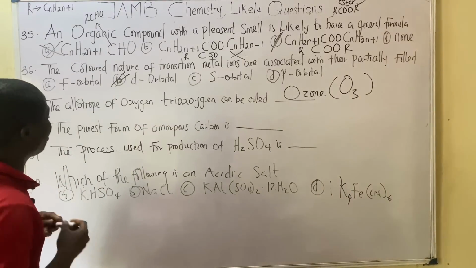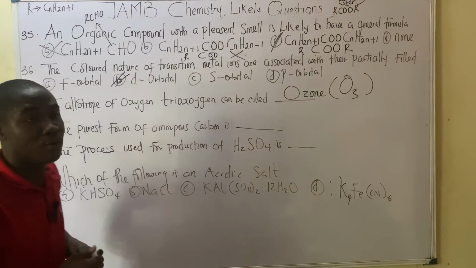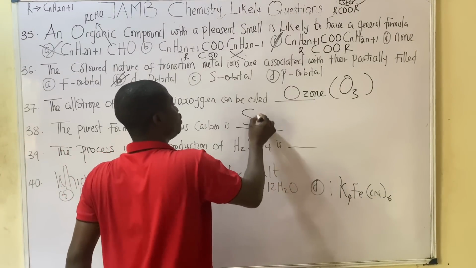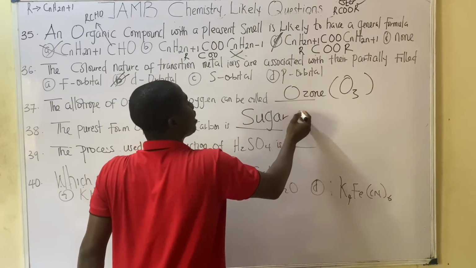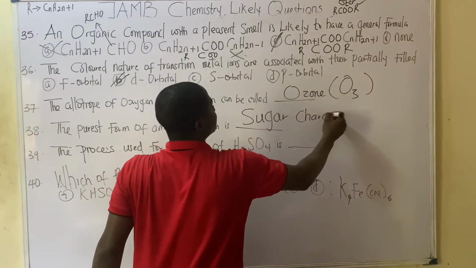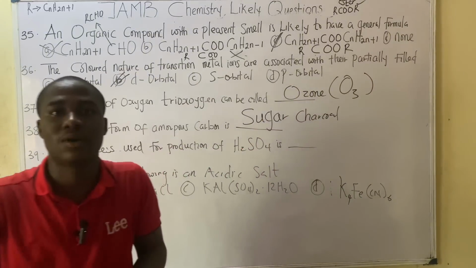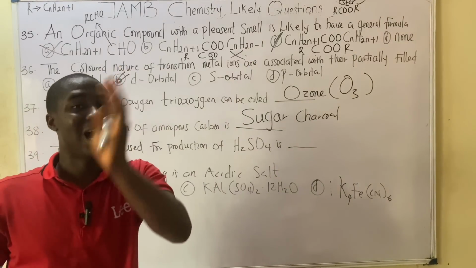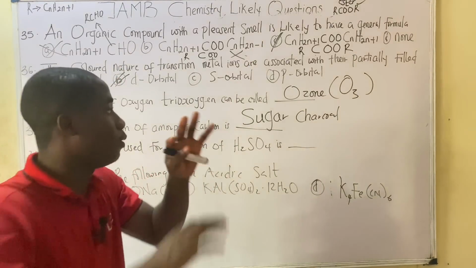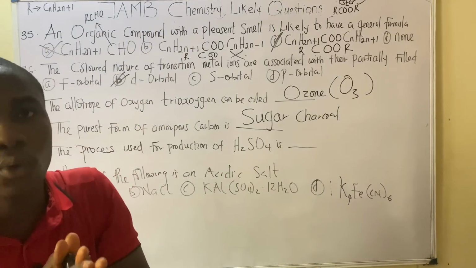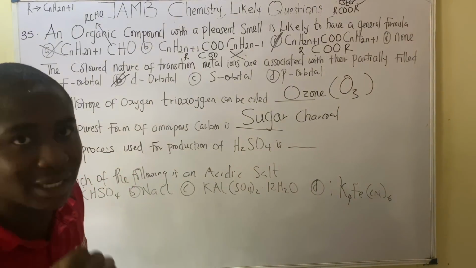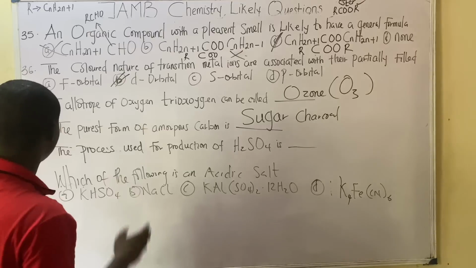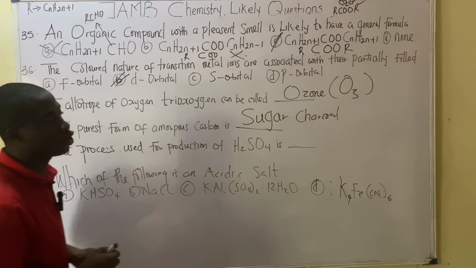Okay, so question number 38 says the purest form of amorphous carbon. Amorphous carbon is simply sugar charcoal. So to tell you that charcoal is actually an amorphous carbon, not just sugar charcoal. Charcoal itself is an amorphous carbon, whereby we have sugar charcoal, animal charcoal, and also wood charcoal. Out of all of them, it is sugar charcoal that is the purest. Take note.